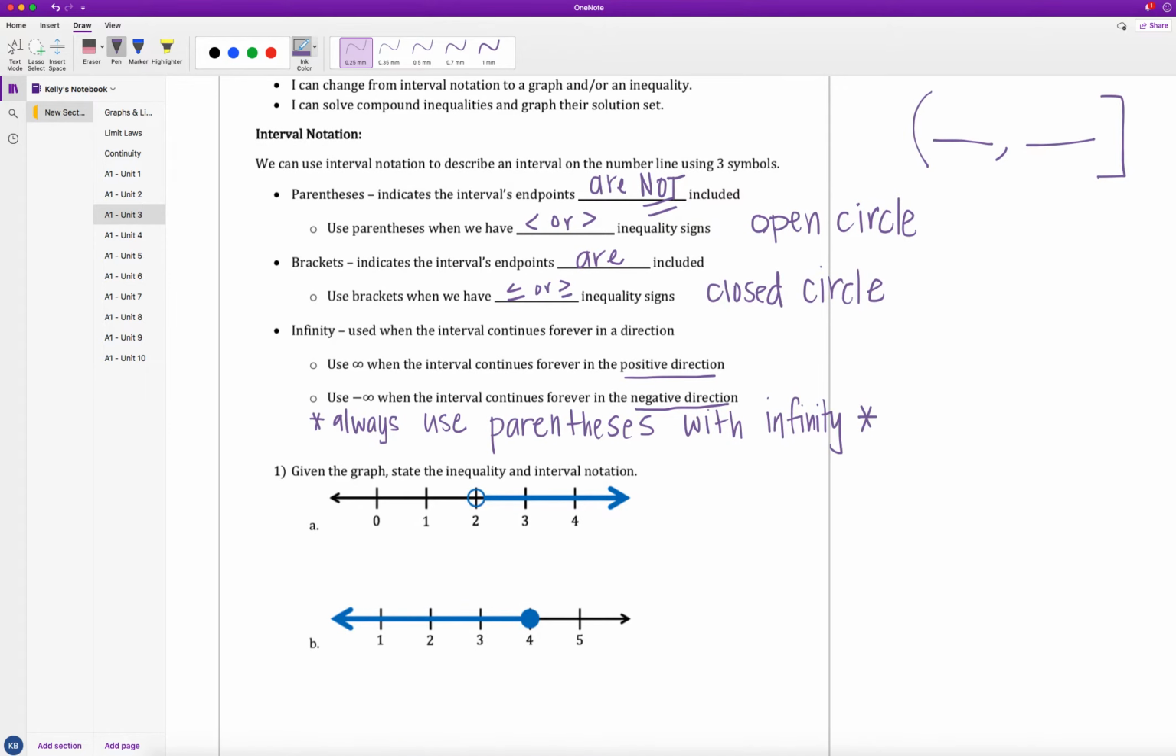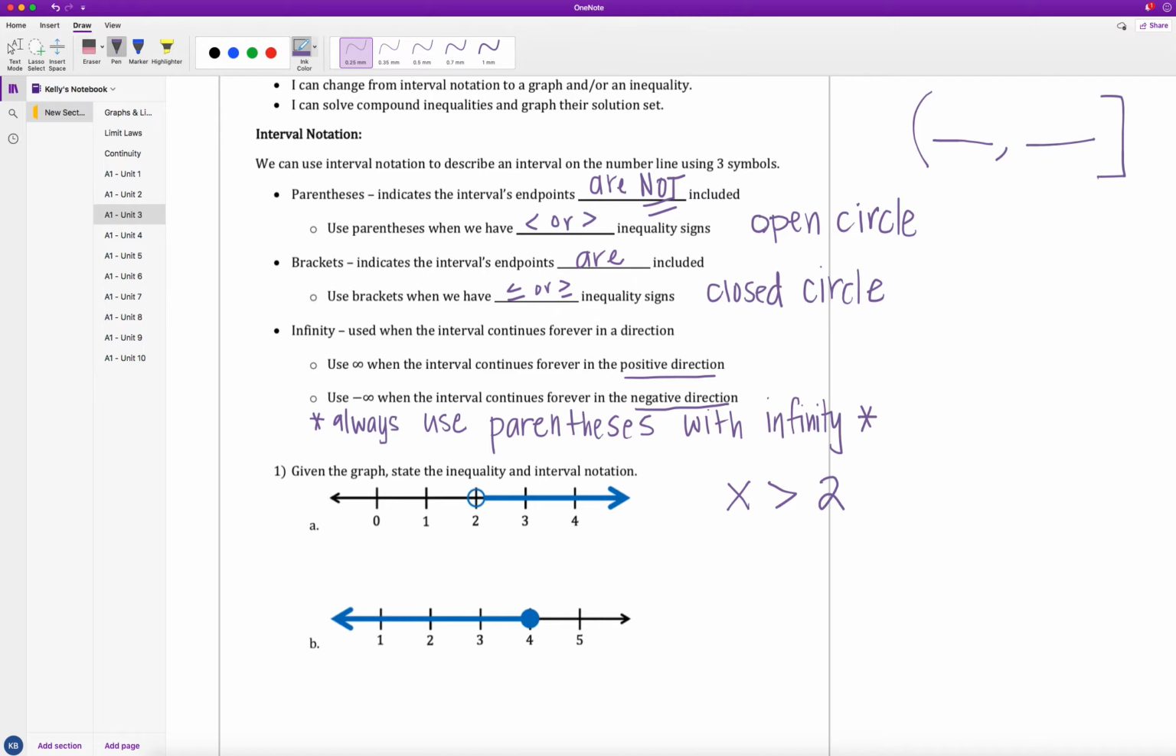In the first example, we are given a graph. We have 2 with an open circle at it, and all the shading is to the right-hand side. They are asking us, given the graph, to state the inequality and the interval notation, so let's start with the inequality. I need a variable, so I'm going to use x. We're taking everything that is bigger than 2, so x is greater than 2, and because I have an open circle, I will not put an equals sign. So the inequality that matches this graph is x is greater than 2.